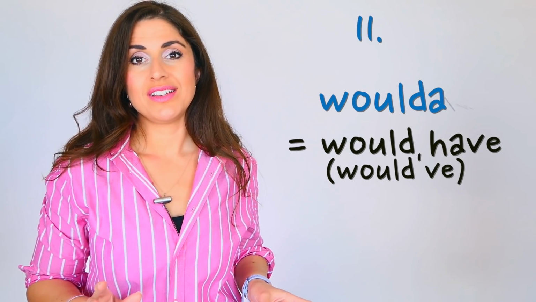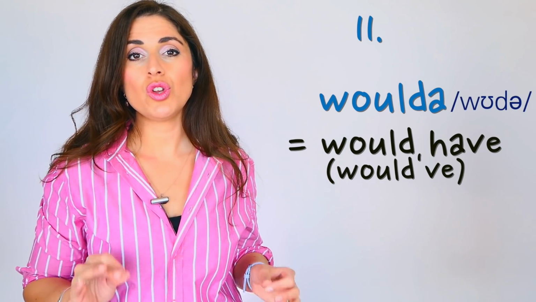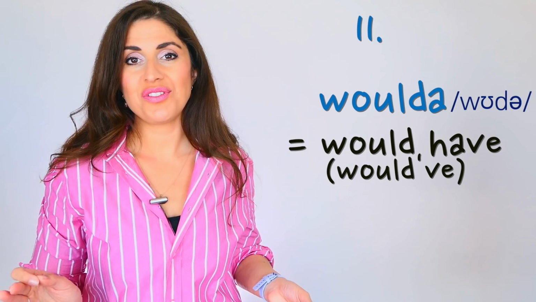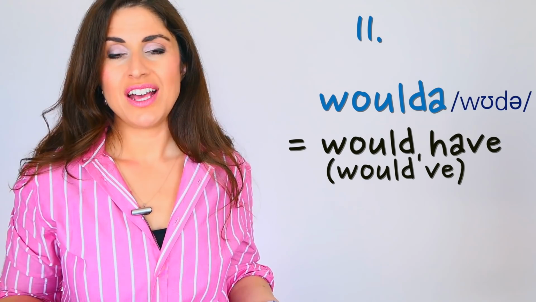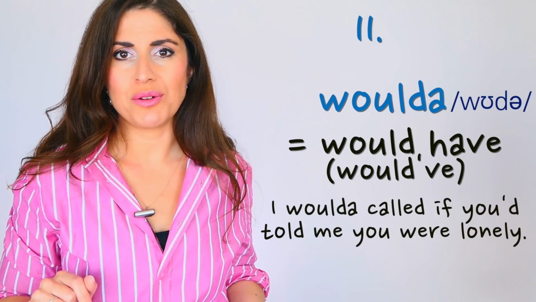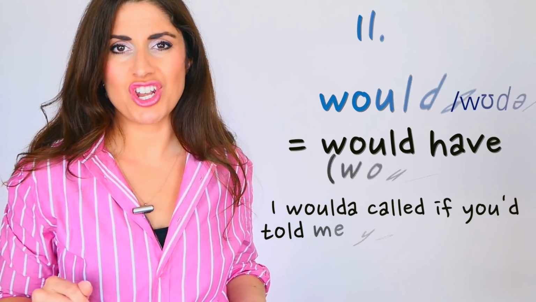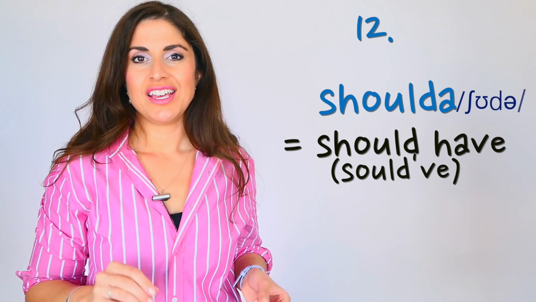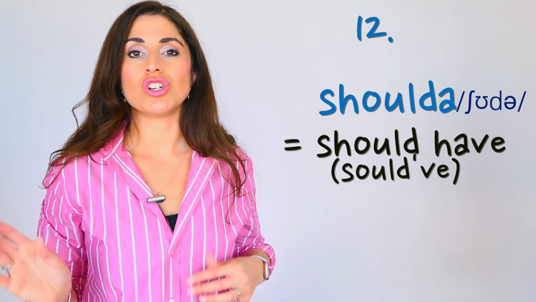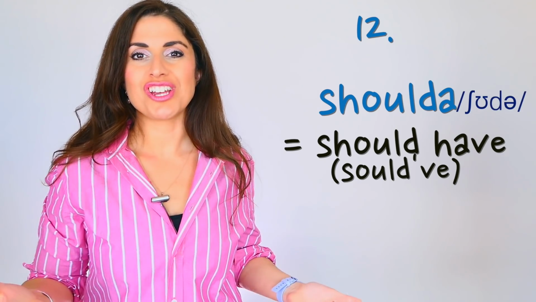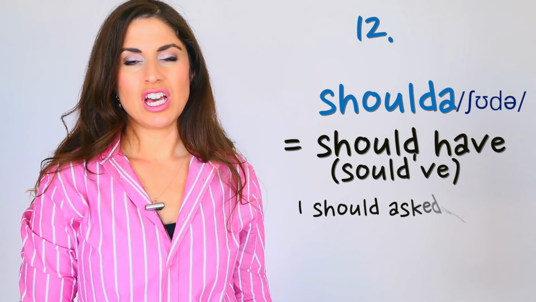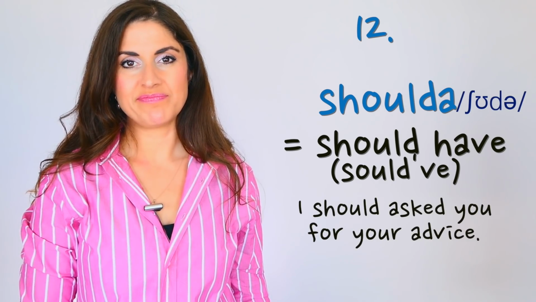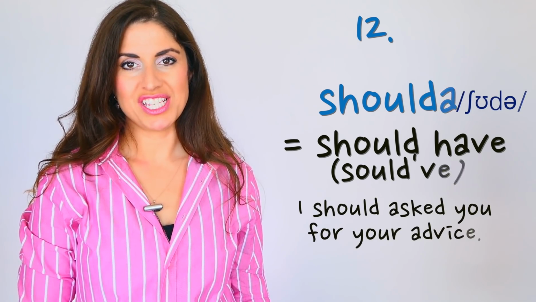Number 11, woulda, woulda. Not would have or even would've, but woulda. I would have called if you told me you were lonely. I would have called you if I'd known. And finally, shoulda, shoulda. Not should have or should have, but shoulda, shoulda. I should have asked you your advice. I should have asked you your advice.